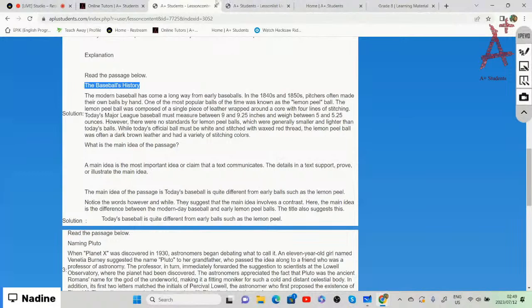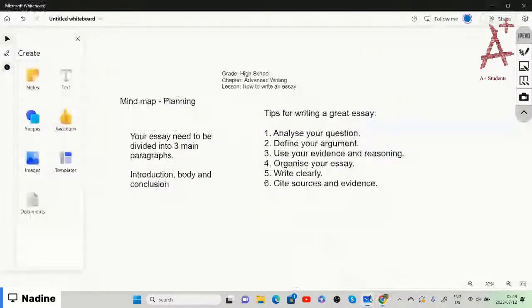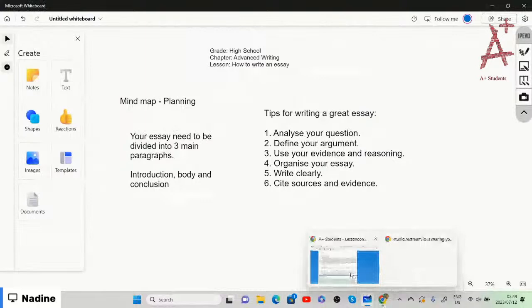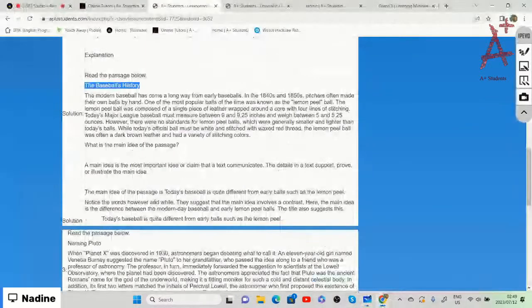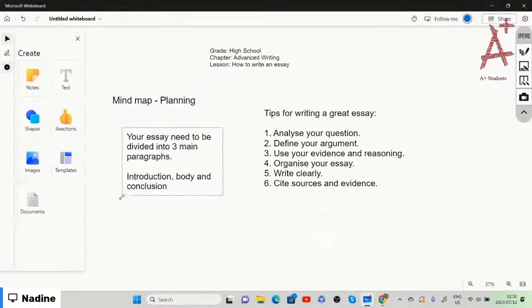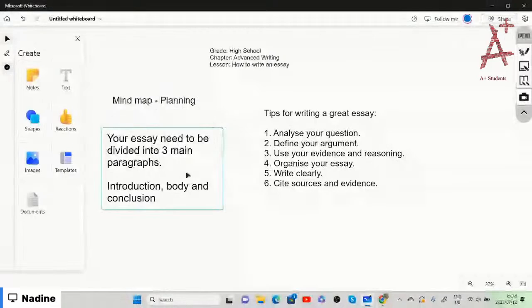All right, so just to go back to what our actual lesson was about, it was also about how to write an essay. And with writing an essay, we also went back to how to write a main idea, because within essays, we need to state our main ideas, and then we work according to them. And remember, whenever we write an essay, we need to have a mind map or a plan. And your essay needs to be divided into three main parts: your introduction, your body, and your conclusion.